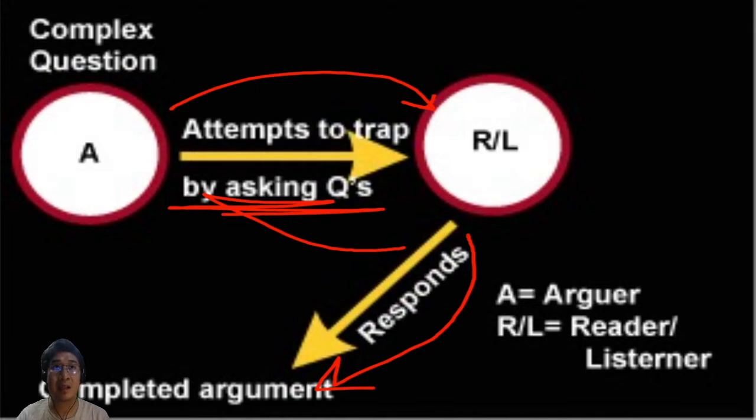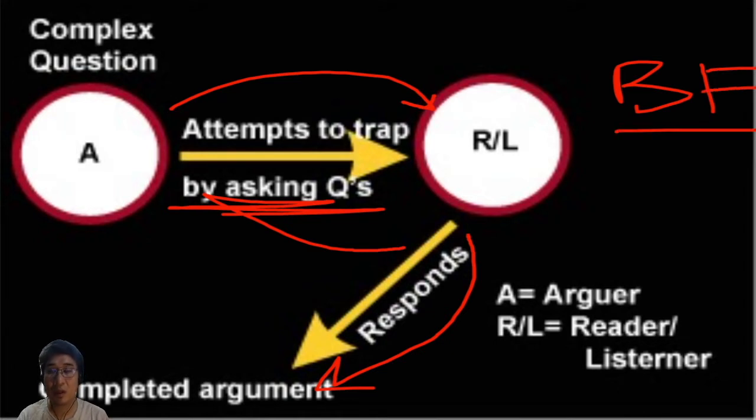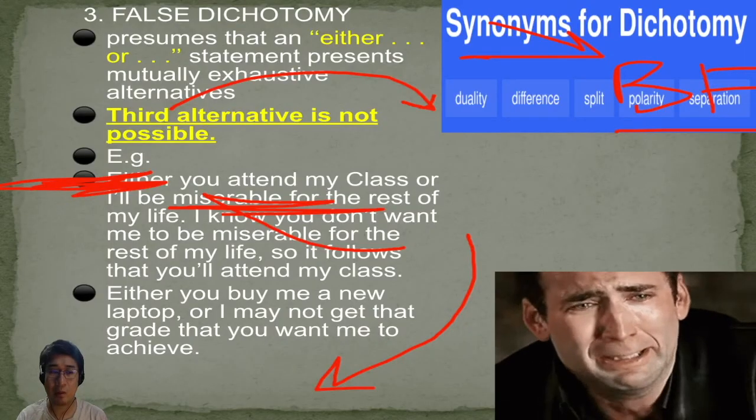Pag ang isang lalaki, halimbawa, nagtanong sa isang babae na trip niya, tapos tinanong ng lalaki na kung nag-uusap sila, tapos sinabi niya na baka magalit yung boyfriend mo, ibig sabihin nun, yung lalaki is trapping you to acknowledge, to see whether you have a boyfriend or none. So that's a complex question. Baka magalit yung boyfriend mo, ibig sabihin nun, yung arguer would want to check if you actually have a boyfriend or none. That's complex question. That's another example for complex question.